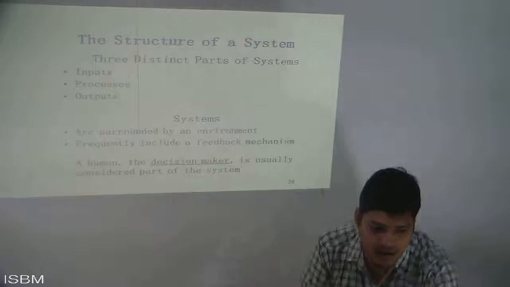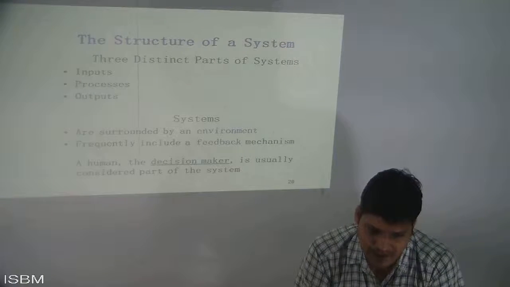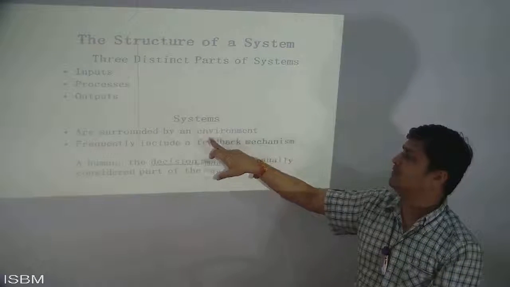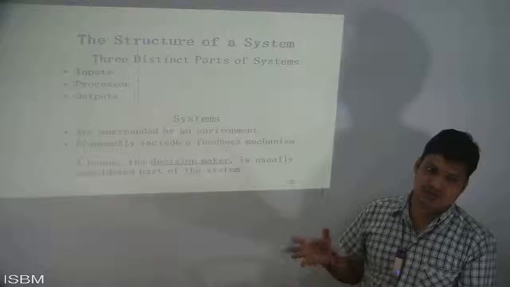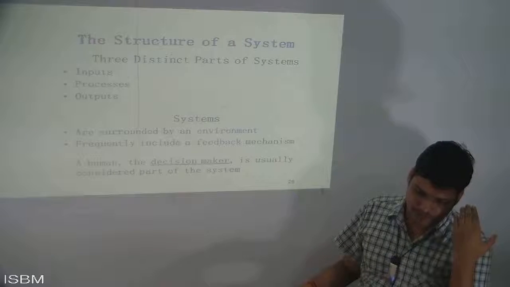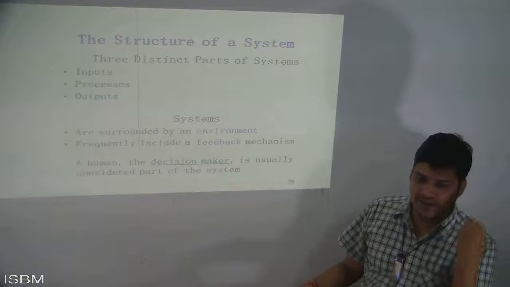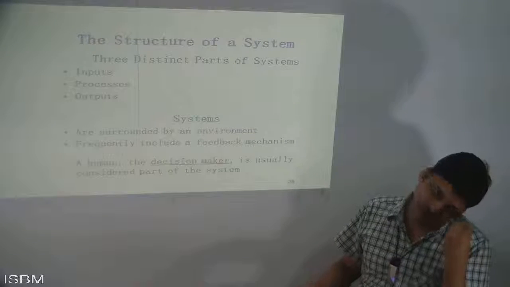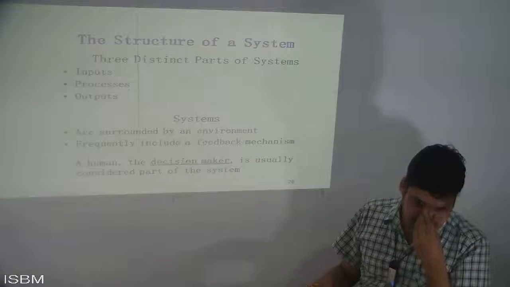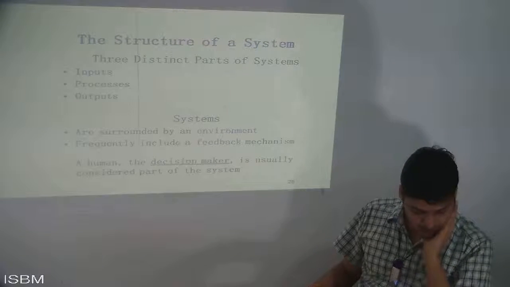Systems are surrounded by an environment and frequently include a feedback mechanism. There is a system which is surrounded by the environment. Environment is nothing but the people, resources, concepts, all the things, and you will frequently get feedback. Suppose you launch any product. When you launch any product, day to day or hour by hour, you will get some feedback on that.